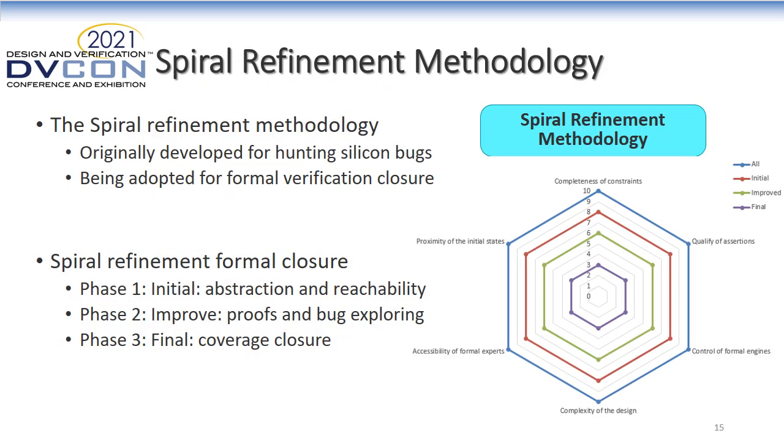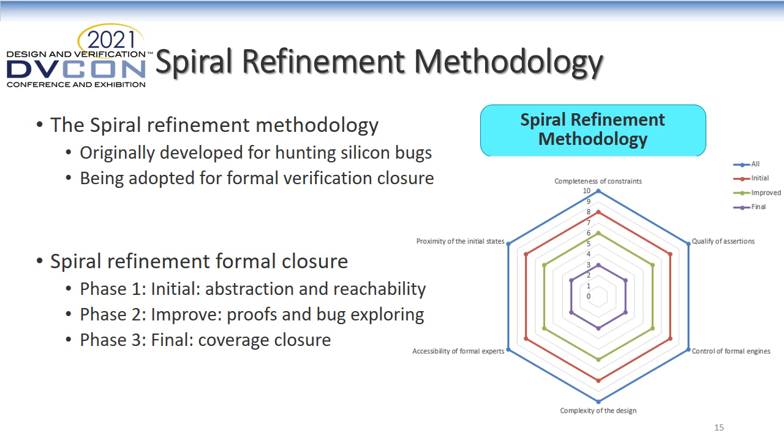So this spiral refinement methodology was originally developed for silicon bug hunting. After some of our users had been using this for a while, they felt very comfortable with it and have been adopting it for formal verification closure. Now in the formal verification closure flow, the methodology is very similar.